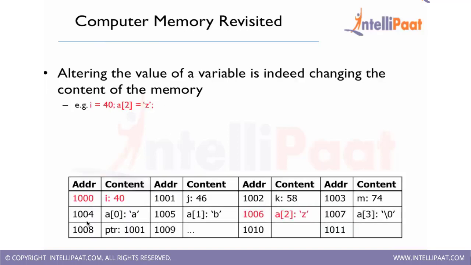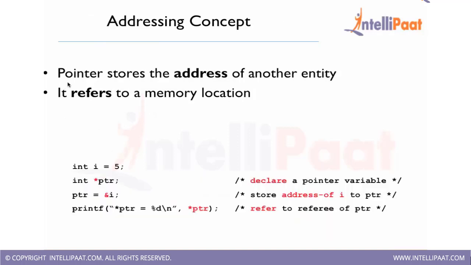So here again, in this example, I equal to 40, and the address of I is 1000. So any pointer which is pointing to I will be storing the address of I, which is 1000. So a pointer stores the address of another entity, and it refers to a memory location. Whichever memory location our variable is stored in, the pointer points to that memory location.